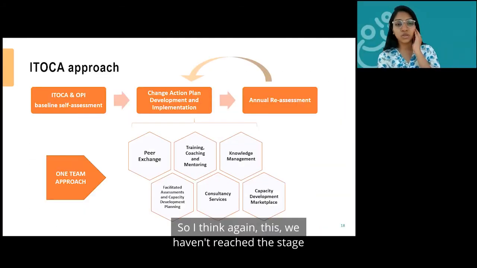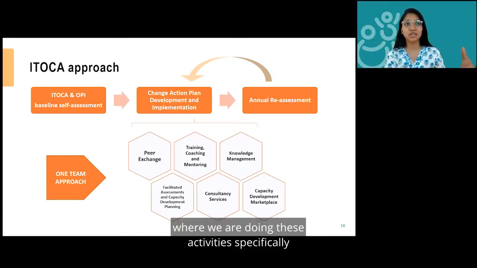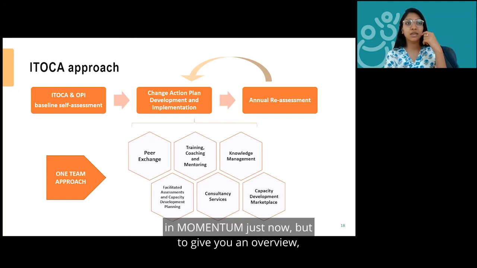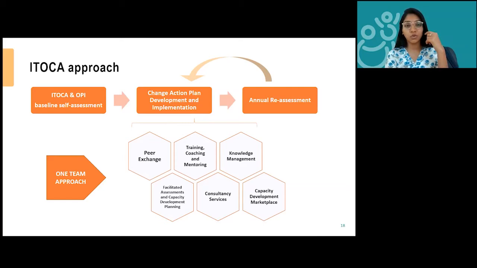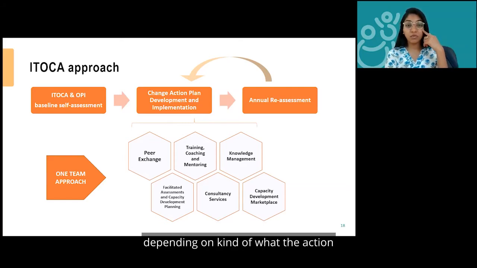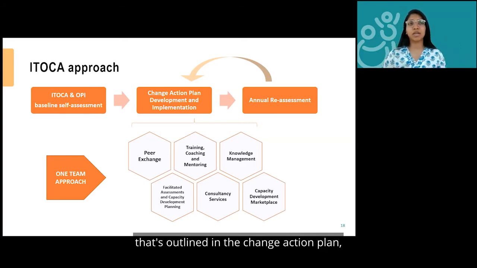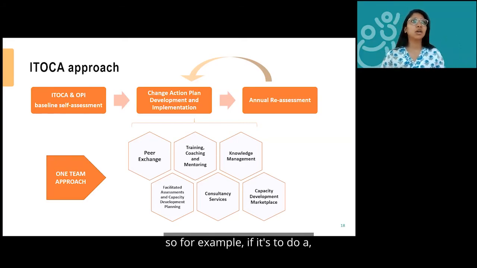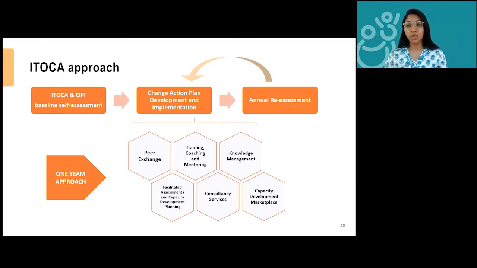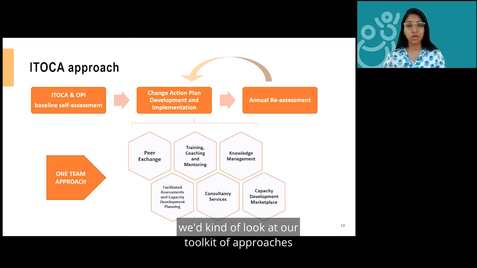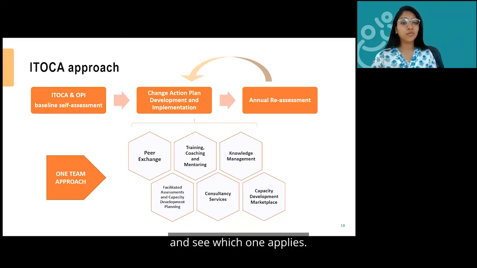Sure. So I think, again, we haven't reached the stage where we are doing these activities specifically in Momentum just now, but to give you an overview, it depends on what the action is that's outlined in the change action plan. So for example, if it's a strategy for strategic planning, we'd look at our toolkit of approaches and see which one applies.